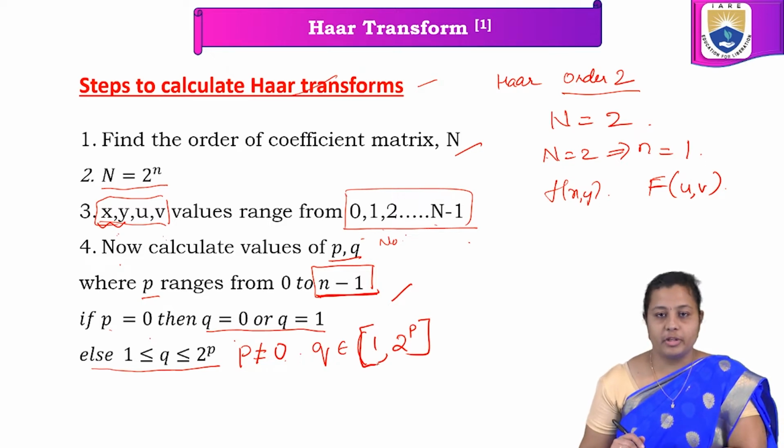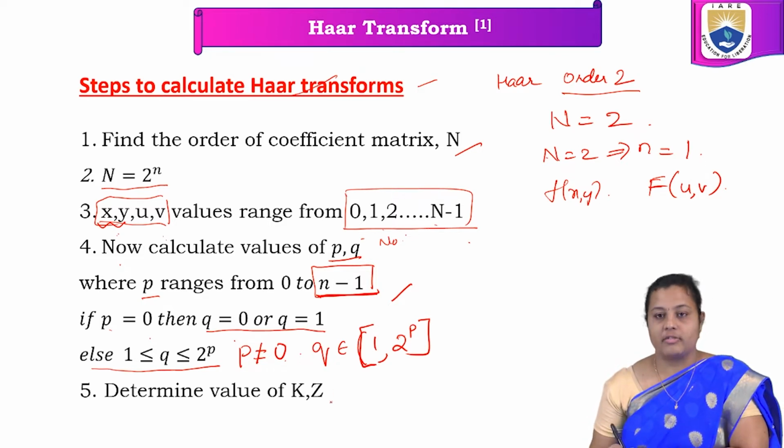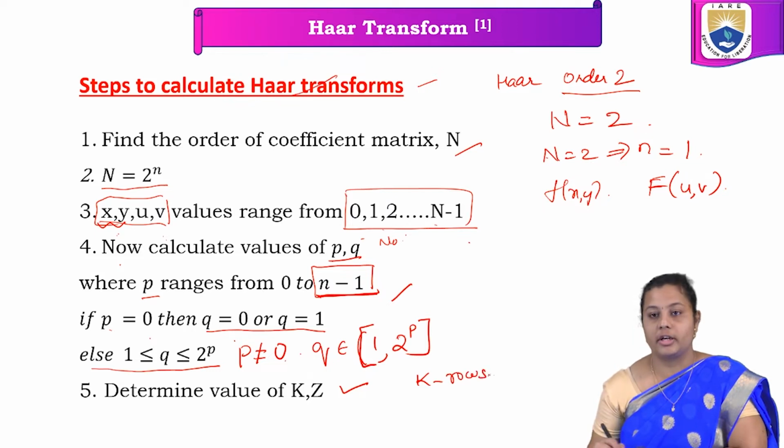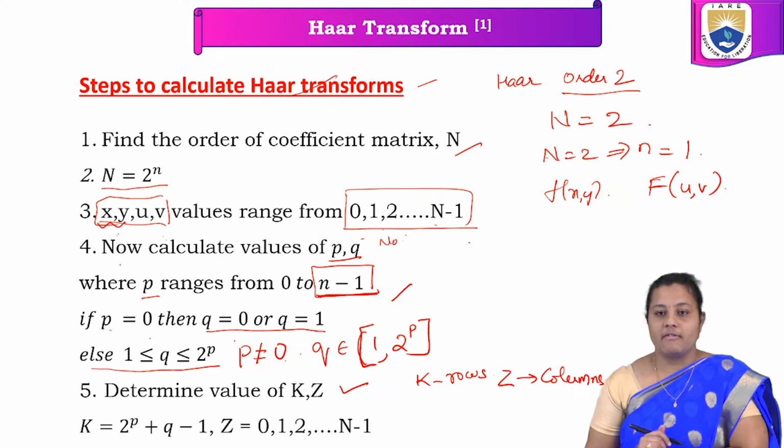Okay, fine. Now, we have to determine the values of capital K and capital Z. Capital K will refer to the number of rows that exist in our Haar transform. Z will refer to the number of columns in our transform, right? So the number of rows K can be represented by K is equal to 2 power P plus Q minus 1, and Z is ranging from 0 to capital N minus 1.